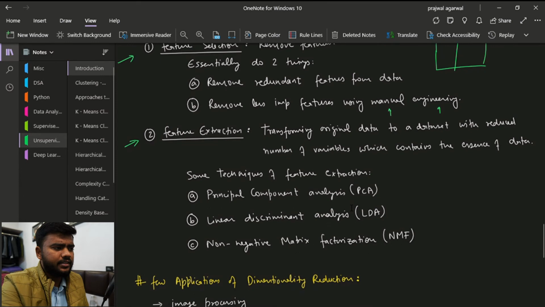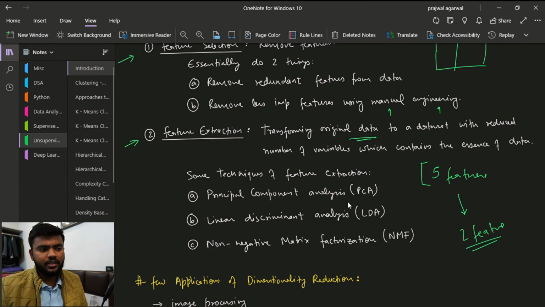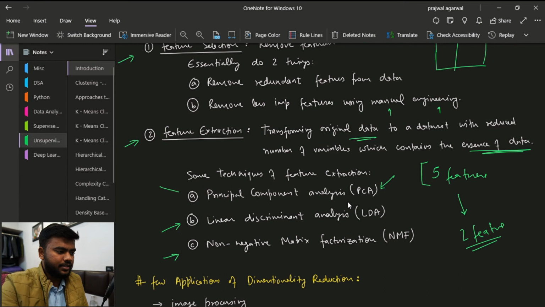The next thing that we have is feature extraction. In feature extraction, we transform the original data. Suppose we have data with 5 features and all the features are important. Using feature extraction, we take the gist out of these 5 features and convert the data into 2-feature data. So these 2 variables have the essence of the data, and the techniques that we use are principal component analysis, linear discriminant analysis, and non-negative matrix factorization. Majorly we are going to discuss principal component analysis in our discussion.